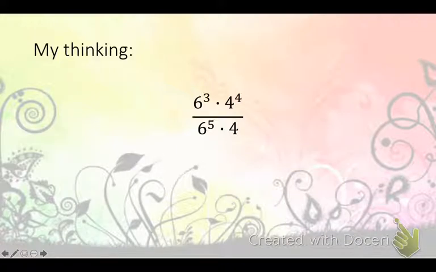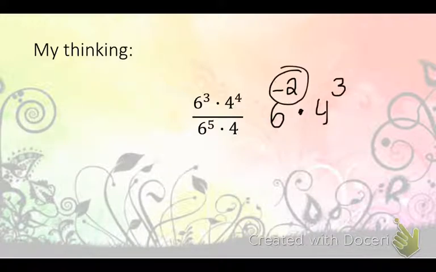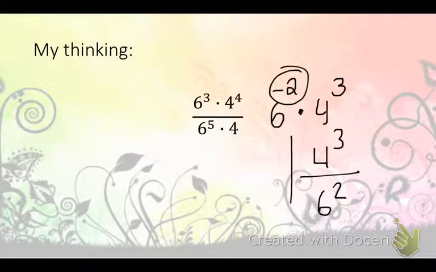All right, so if I'm solving this one, the first thing I'm going to do is keep the base, subtract the exponents. So I get 6 to the 3 minus 5, which is negative 2, times 4 to the 4 minus 1, which is 3. Okay, I can't have this negative, so I'm going to make a fraction and write 4 cubed over 6 to the positive 2. Okay, if you understand that, great.